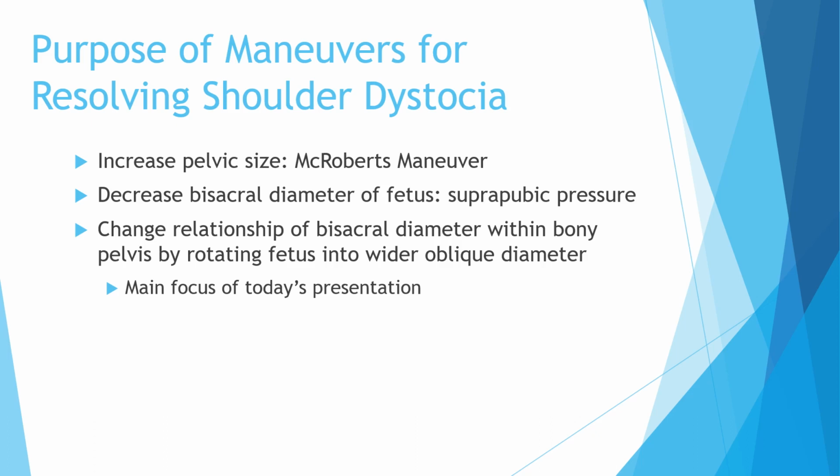A lot of times the nurse in the hospital setting will be asked to push, because your goal is you're trying to shrink the space for the baby to get the shoulders through. Changing the relationship of the bisacral diameter with the bony pelvis by rotating the baby. So that's why different positions, the Gaskin maneuver, are really helpful. You're trying to get the baby to rotate to the bigger part of the pelvis versus you're forcing the baby out.